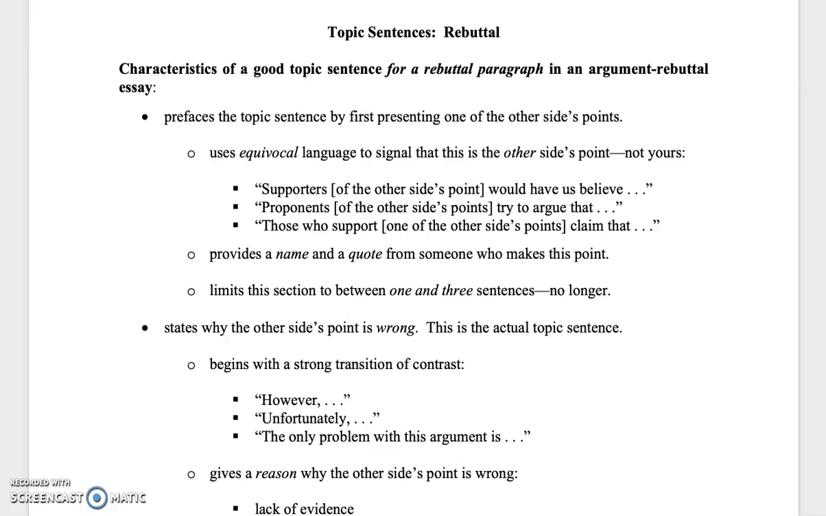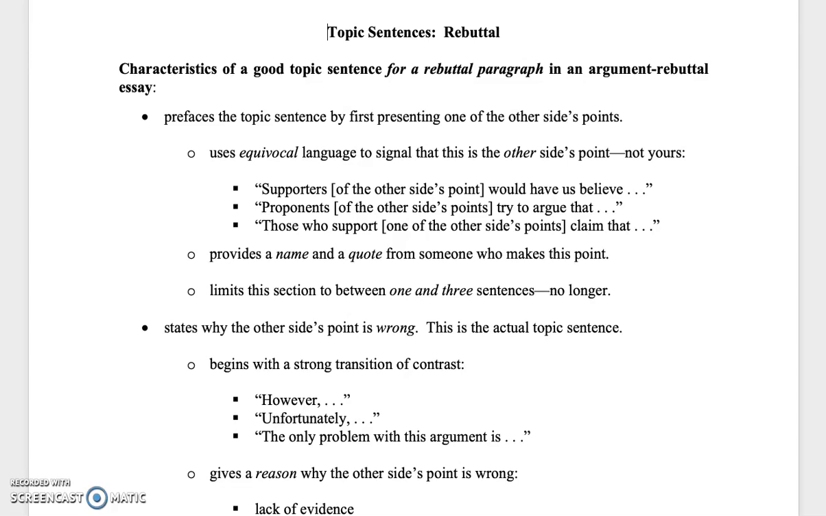In this video, we're going to discuss how to do the topic sentences for your rebuttal paragraphs in an argument rebuttal essay. Sometimes these are called the refutation paragraphs, so refutation or rebuttal. This is going to be a little different from the topic sentence structure for all the other kinds of essays, because in this one, the topic sentence will not be the first sentence.